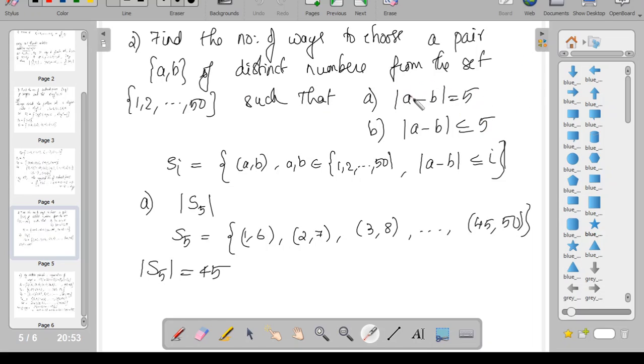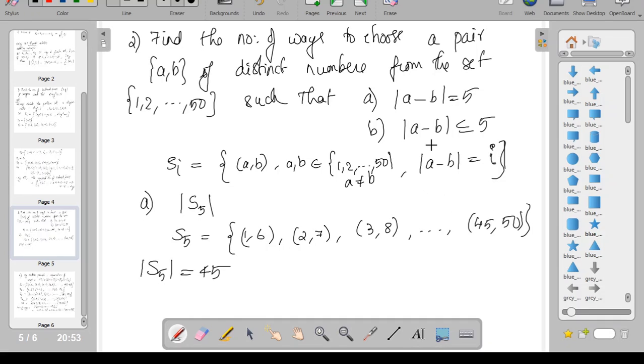So we will see the first case where modulus of a minus b is equal to 5. Let me define the set Si to be the set of all (a, b) where a and b belong to 1, 2, etc. up to 50, and where a is not equal to b and modulus of a minus b is less than or equal to i. When we take Si, it is equal to i, so mod a minus b is equal to i.